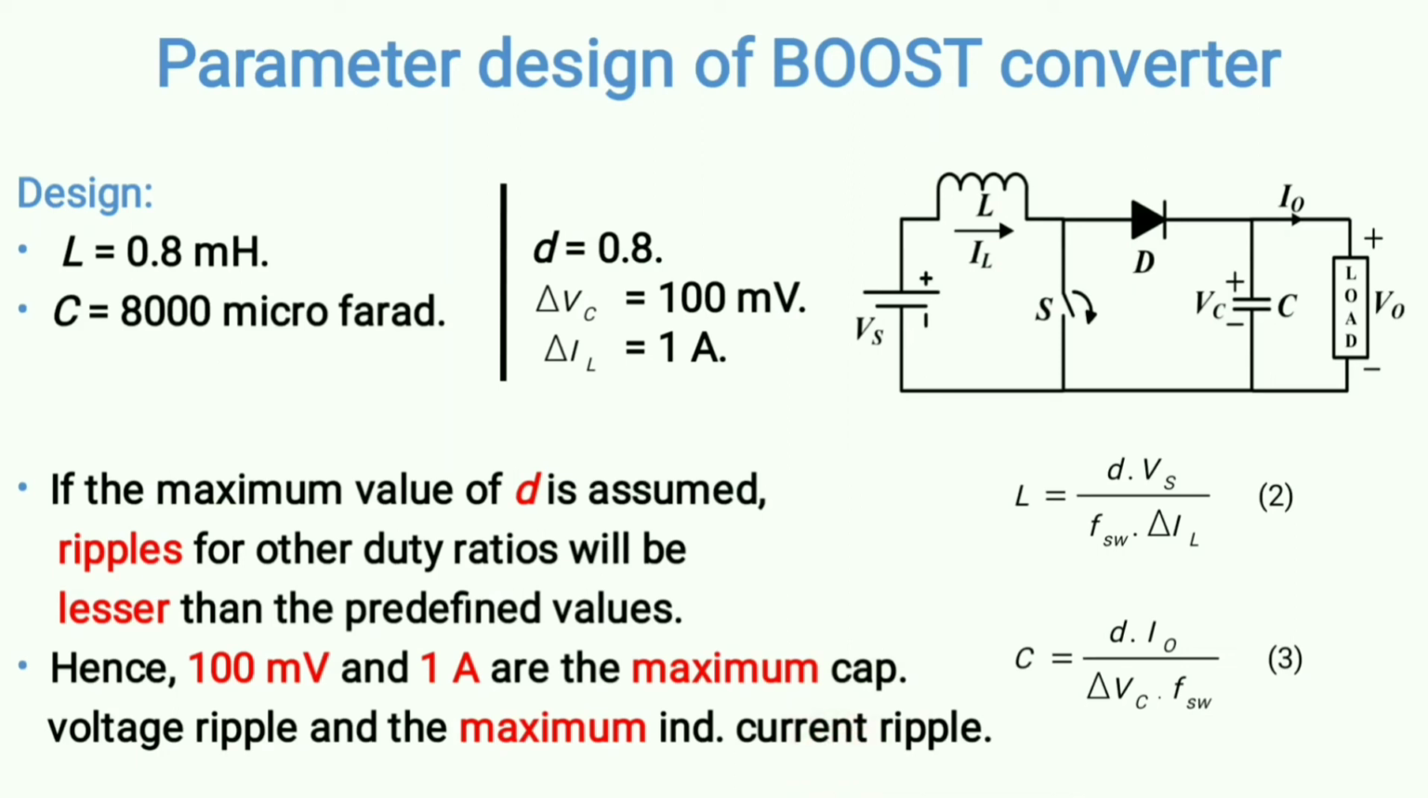So what is the advantage? The advantage is these two values are the maximum values and you have already got these values, and you have assumed these values. So from now on, while doing the operation, whatever ripples you get for other duty ratios, other than 0.8, will always be lesser than these two values. This is the advantage. That means you have set the maximum limit of ripples. The ripples cannot go beyond this. And this is the same as the buck converter.